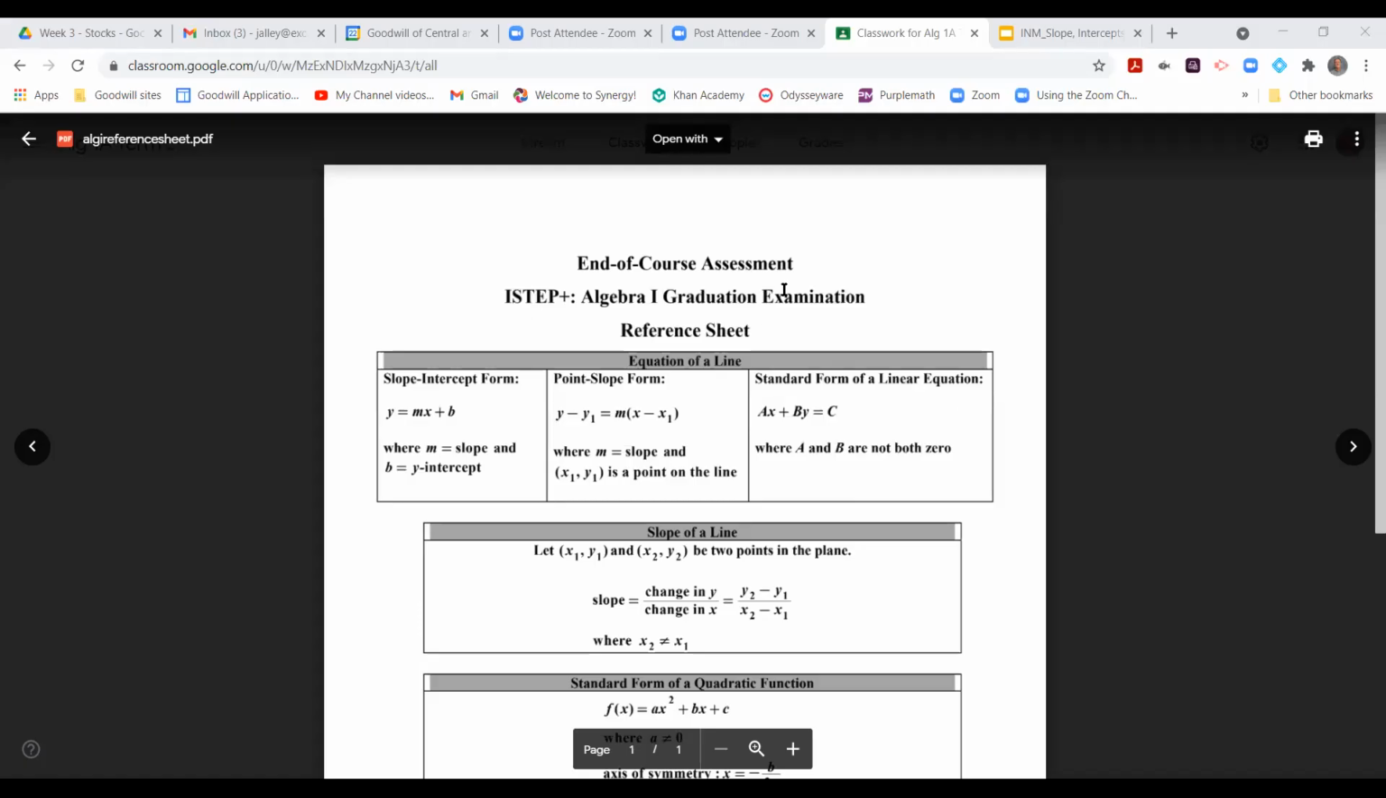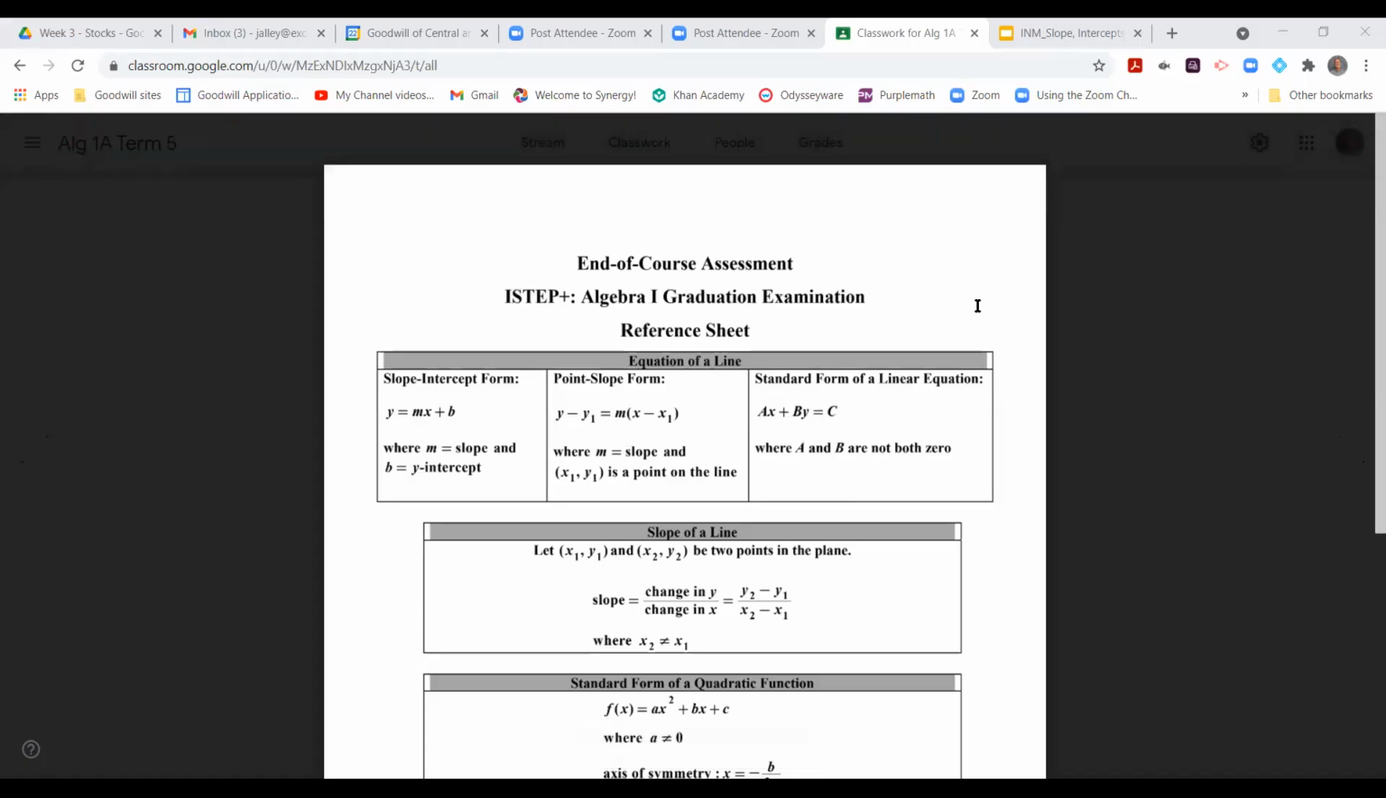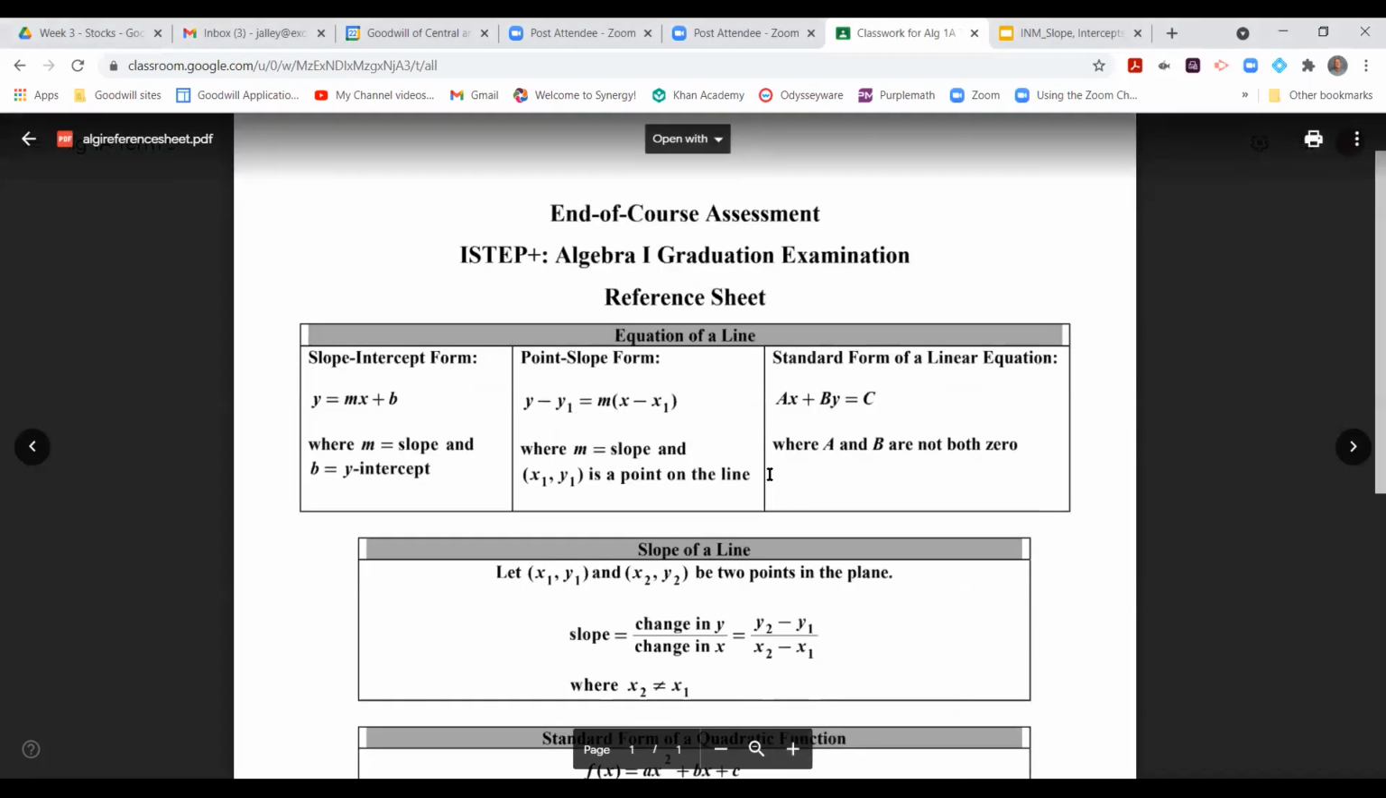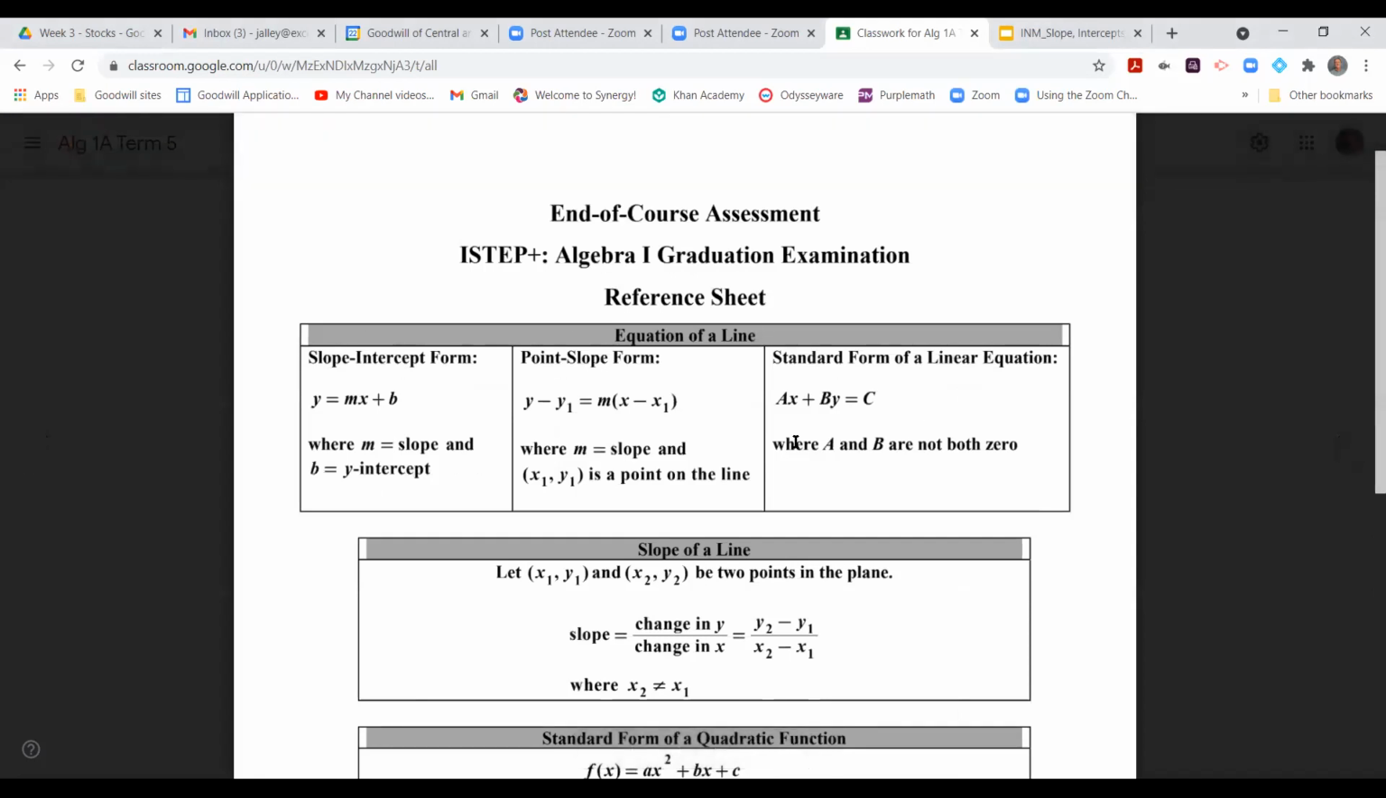In your materials is what's identified here as still called end of course assessment, iStep Plus reference sheet. Most of you don't have to worry about that anymore. And for us in algebra, we only have to worry about these top two boxes. This top one here gives you all those forms of the line. The one starting on the left, you got slope intercept. It tells you again that M is slope and B is the y-intercept.